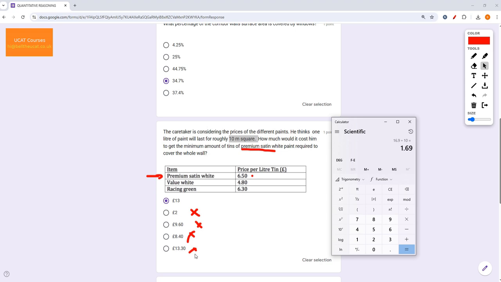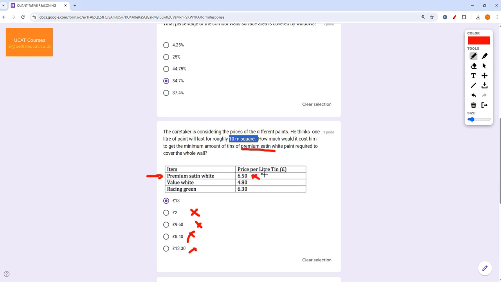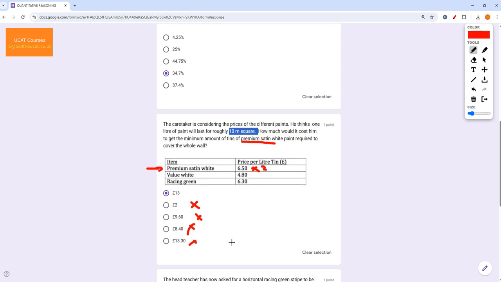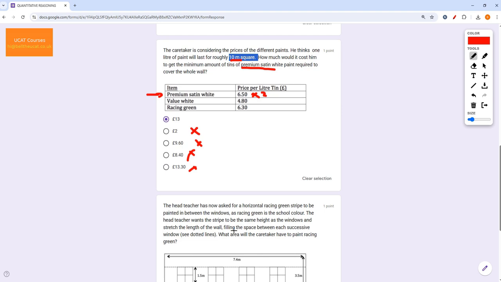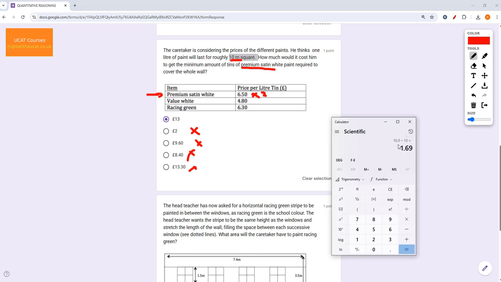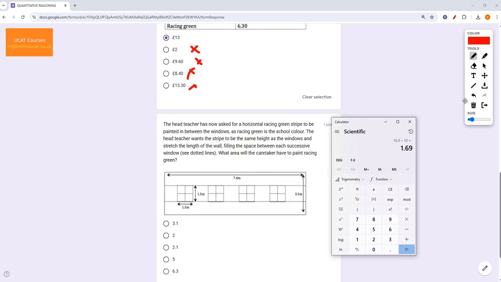Can't be buying 1.69. I have to be buying 2 of them. 6.5 times 2, 13. Bravo, got it. Because you worked out, 16.9 was the total area. Each tin covers how much? 10 meters square. So I need, divided by 10, 1.69 tins, which is 2. 13 was the answer. Ready, moving on.